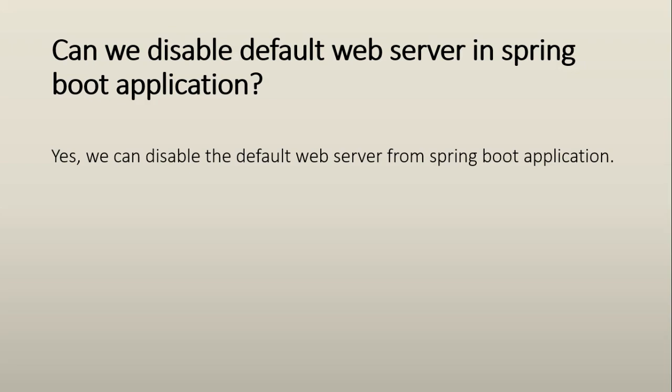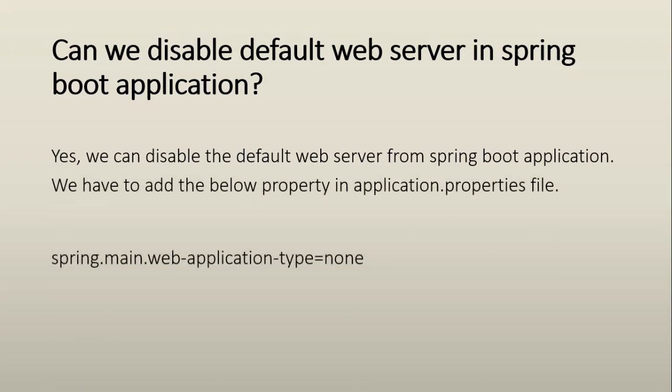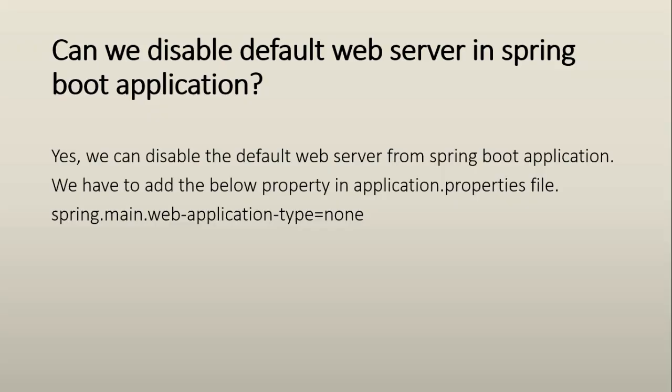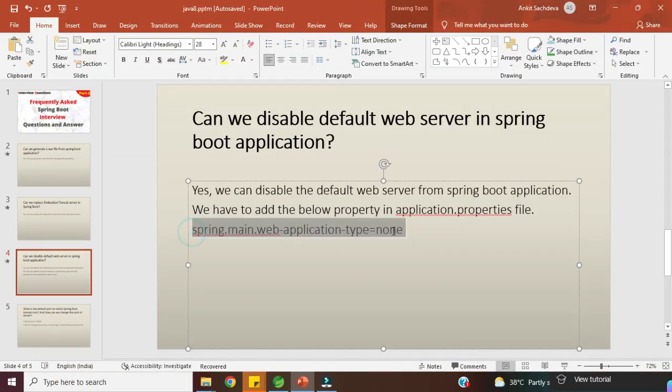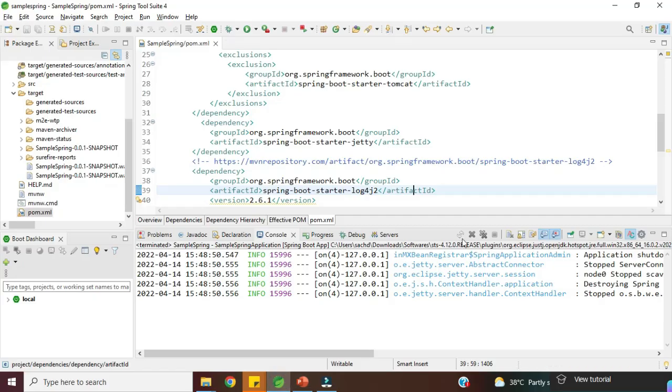Now he will ask how we can do it. For that we have to add this property in the application.properties file. I will quickly show you how we can do it. I will just copy this and move on to the Spring Tool Suite.